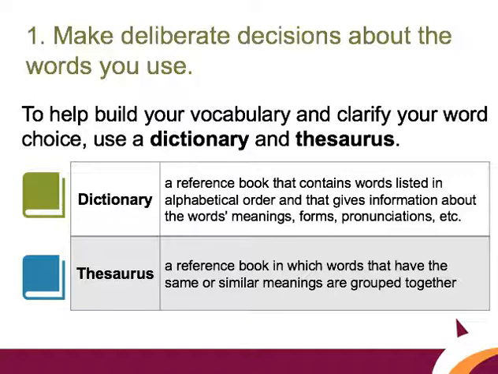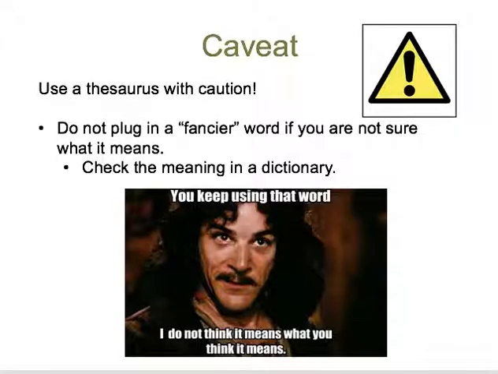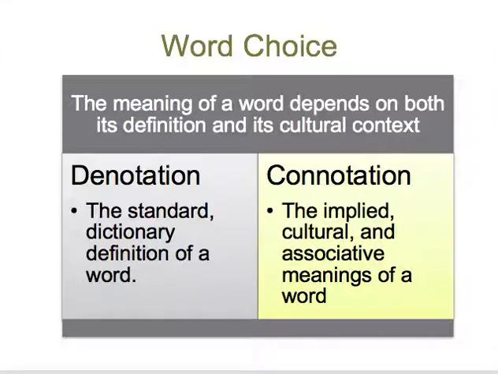So you need to make deliberate decisions about the words you use, and you're going to need a dictionary and a thesaurus to do this. Now, be aware, the thesaurus isn't there just to put a fancier word in place of the words you have. It's there to make sure you're saying exactly what it is you want to say. So be aware that when you choose a word, there's the denotation and connotation. So there's an actual standard dictionary definition of the word, but there's also associated meanings that go along with that word. So you need to be aware of that when you're choosing words.